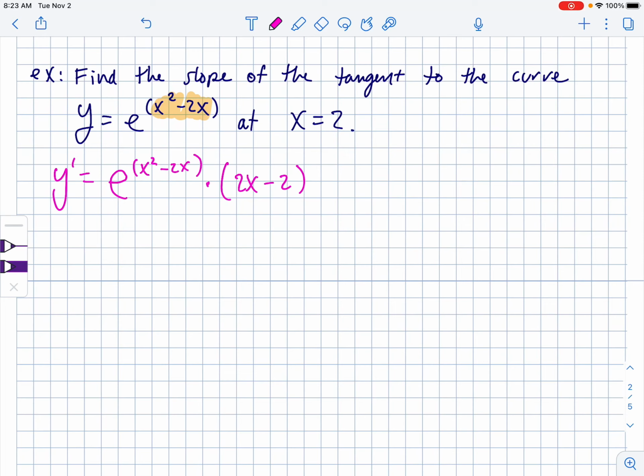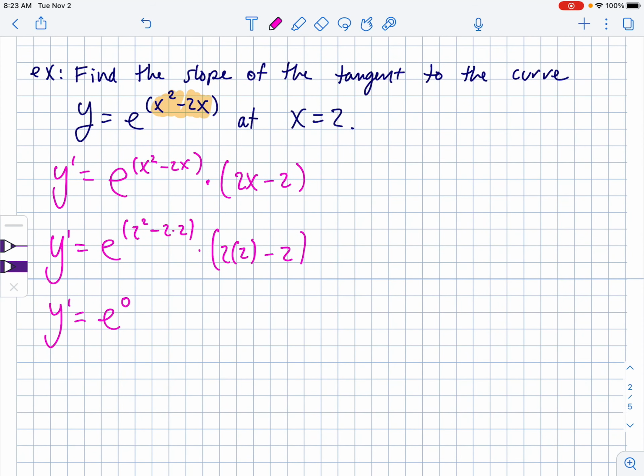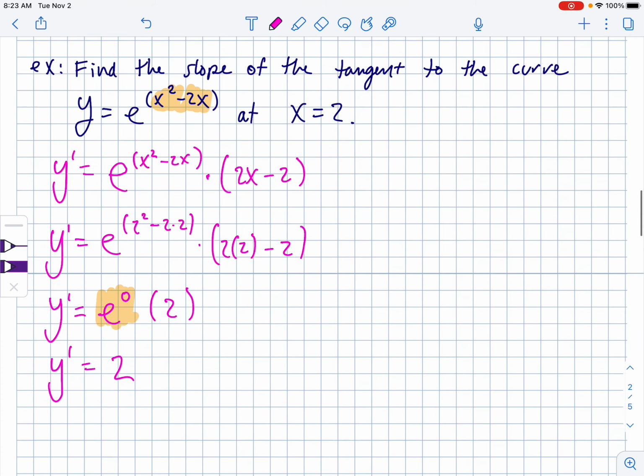That's the slope machine. So really, we can just plug in a 2 and try to simplify. So y prime equals e to the 2 squared minus 2 times 2, times 2 times 2 minus 2. It's too many 2's, you guys. E to the 4 minus 4, so this is e to the 0, times 4 minus 2, which is 2. Well, remember, anything to the 0 power is just 1. So this equals 2. That's the slope of the tangent.